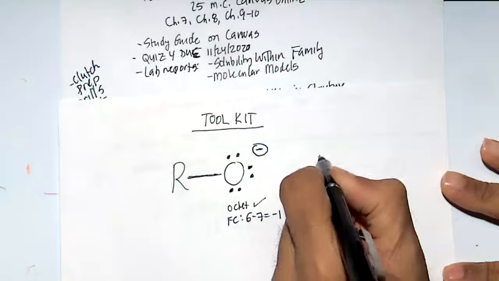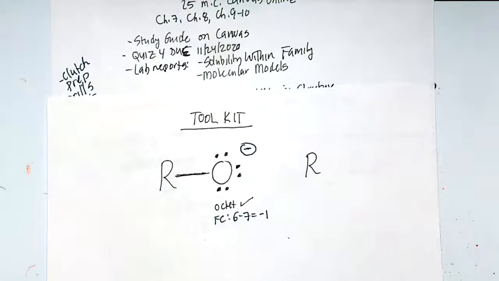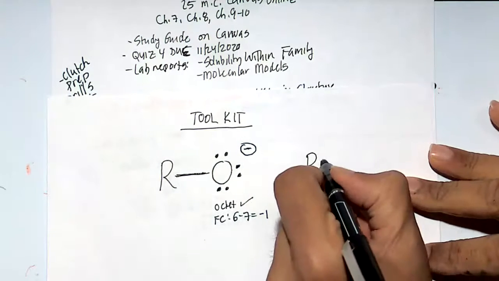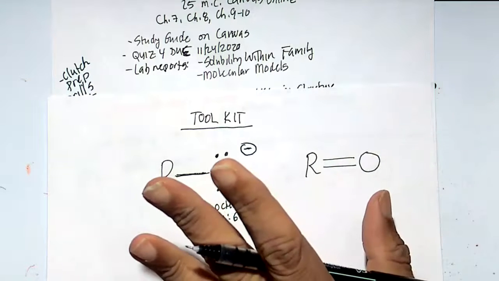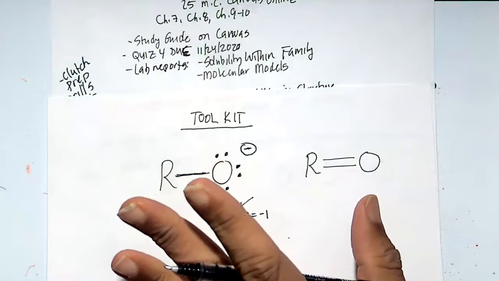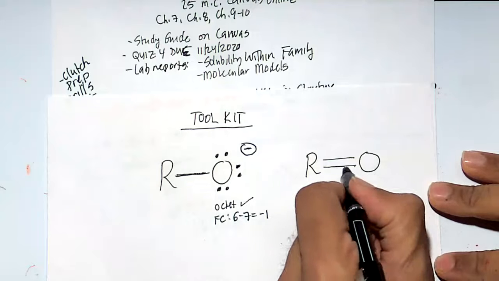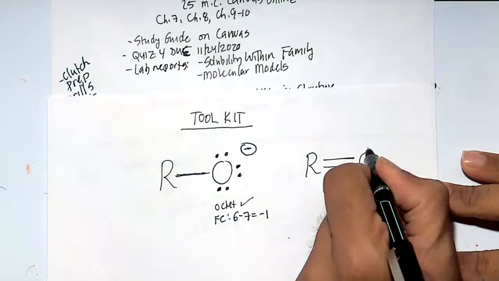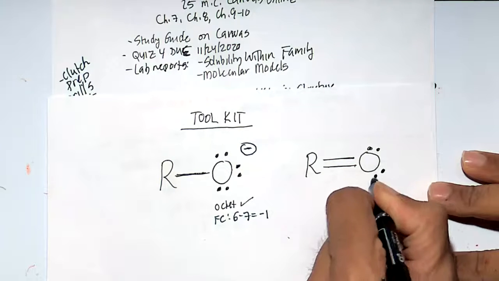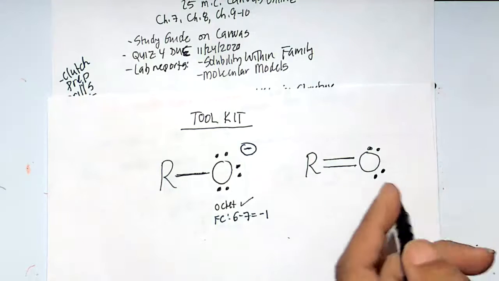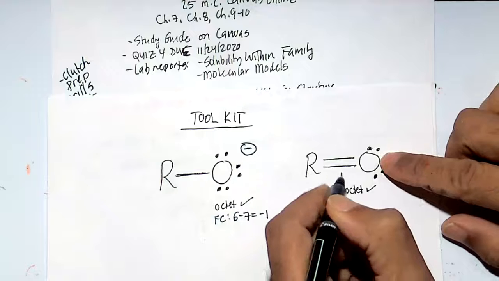Let me do something where we have a double bond, a double bond to the oxygen. So that was tool one, here's tool number two. Again, forget about the R, it's just an R group. Focus our attention on the oxygen. 1, 2, 3, 4, 5, 6, 7, 8. So I've got my octet satisfied with the double bond. Let's do formal charge consideration.